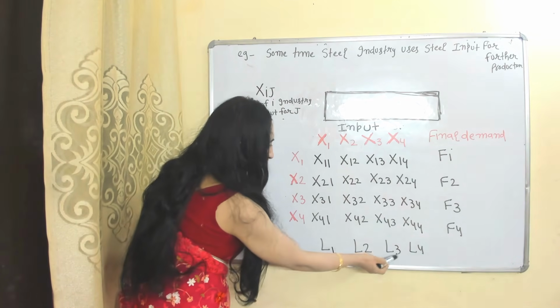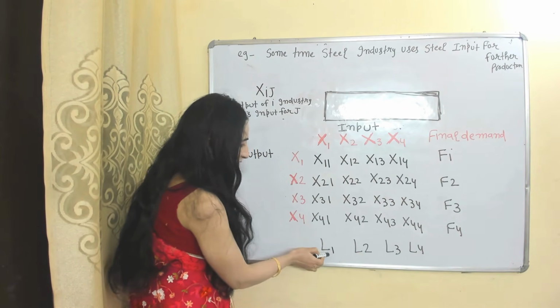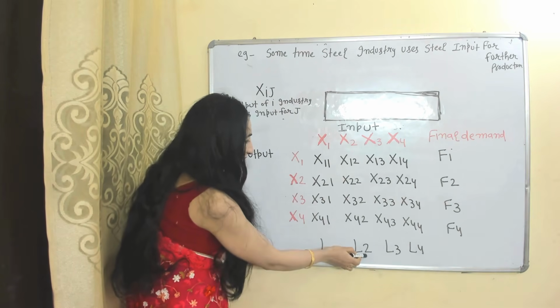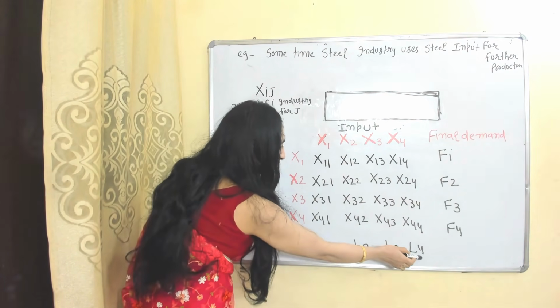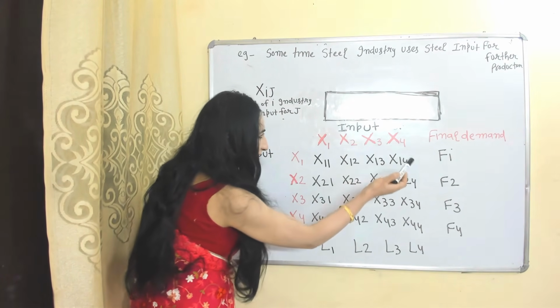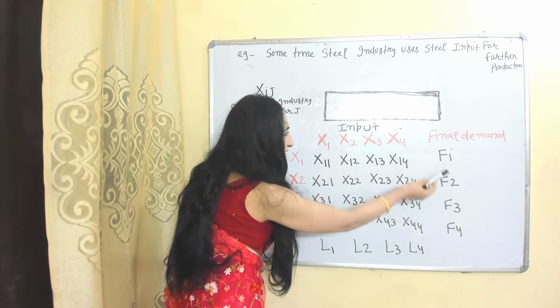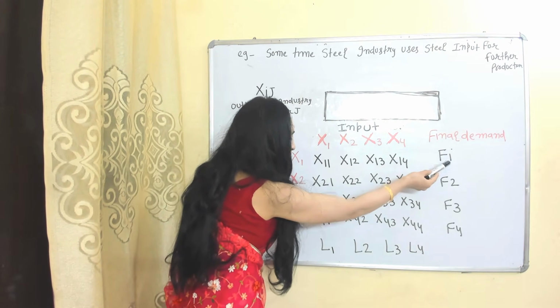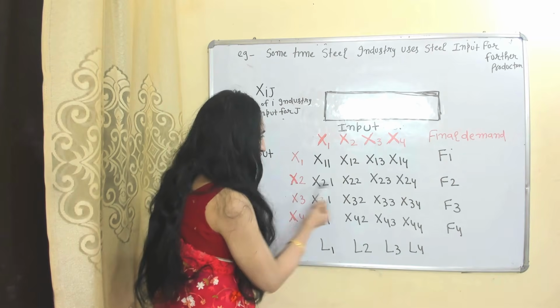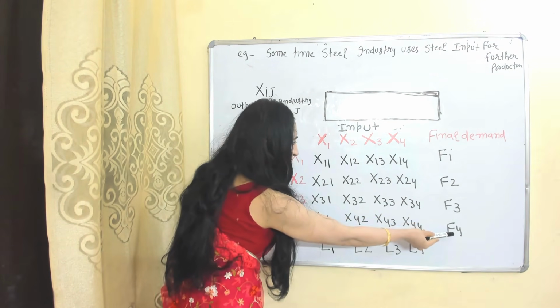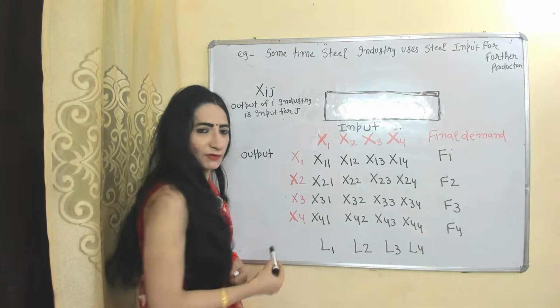L1, L2, L3, L4 represent labor. The L1 labor belongs to X1, L2 belongs to X2, L3 belongs to X3 and L4 labor belongs to the X4 industry. Here we have final demand. F1 demand belongs to X1. F2 demand belongs to X2. Similarly, you can see F3 and F4 belong to X3 and X4.